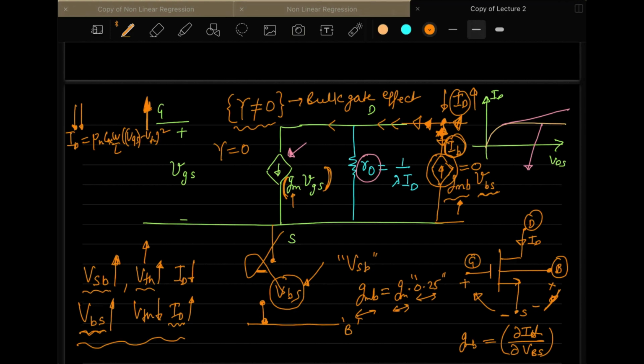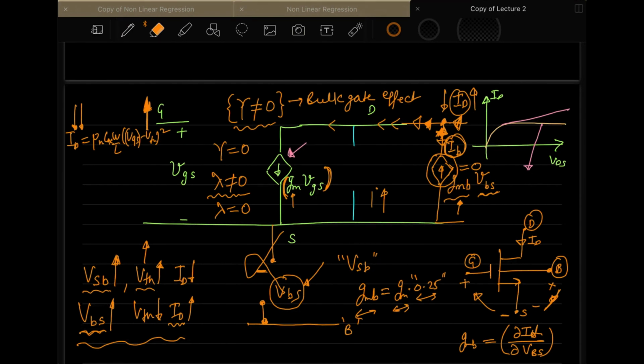But at the same time, if lambda is not equal to 0 in a question, that means you have to include RO. But if lambda is equal to 0 is given, then there is no point in including RO here. Then you can exclude this also. So these are different varieties of indication given in the questions or in the book.